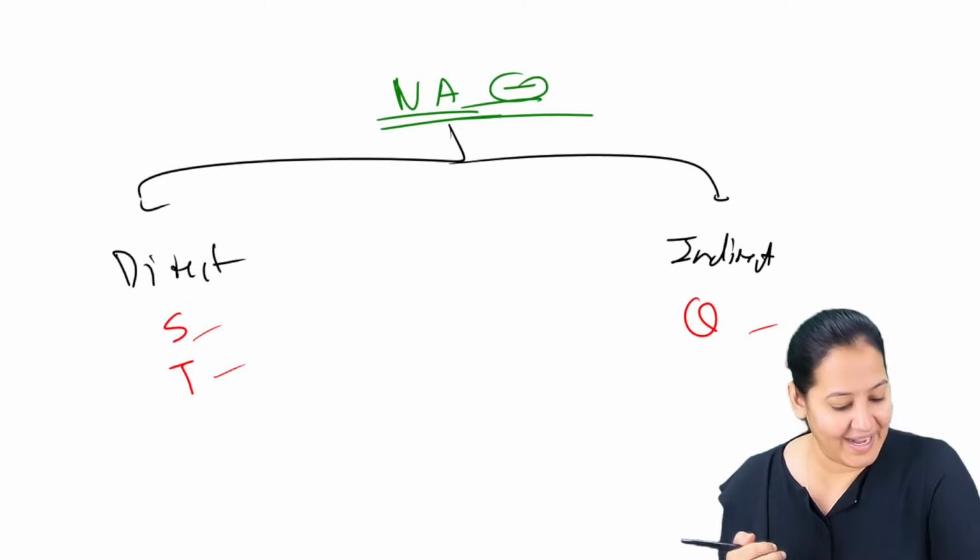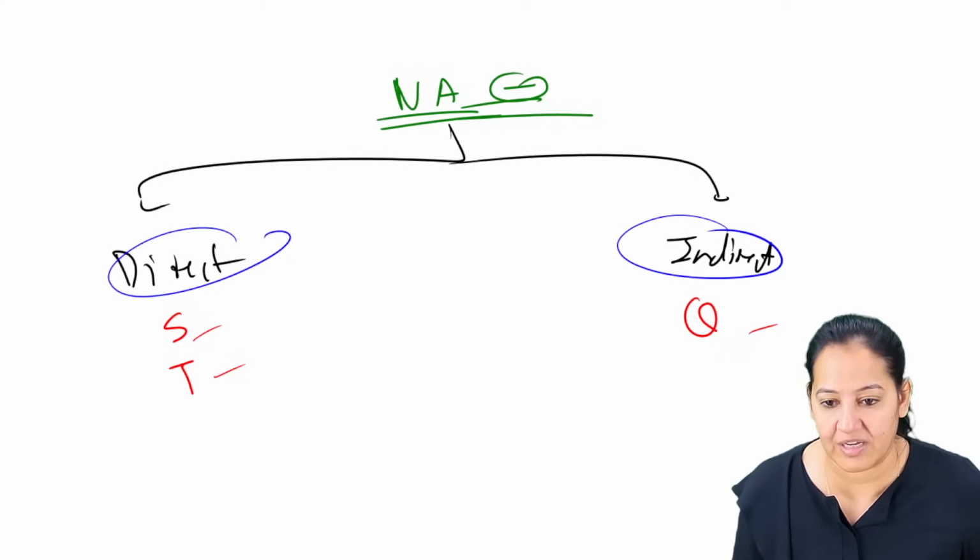Now, what do you mean by direct and indirect? Let me explain. I'm sorry, I wrote it the wrong way around. The sulfonamide and trimethoprim are the indirect ones, and the quinolones are the direct inhibitors.